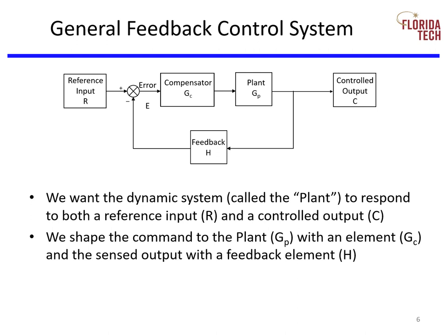We showed this general feedback control system on the first day of class. We want the plant to respond to both a reference input R and a control output C. The error signal is sent to the controller or compensator in the forward path. We may or may not have a sensor block in the feedback path. Sometimes you'll assume a perfect sensor, so the H block would be 1 or simply not there.